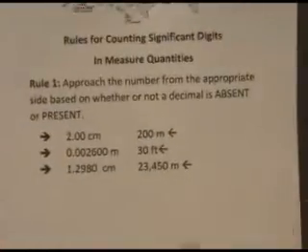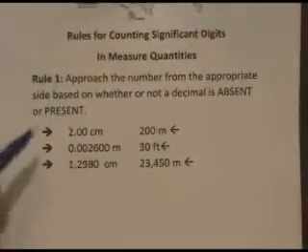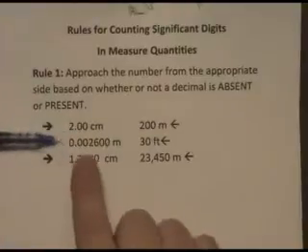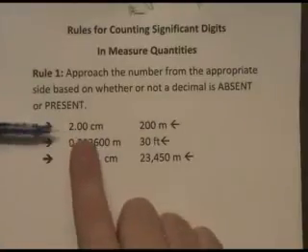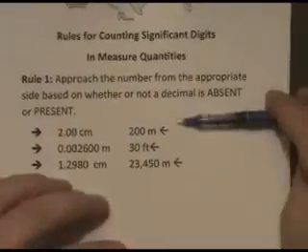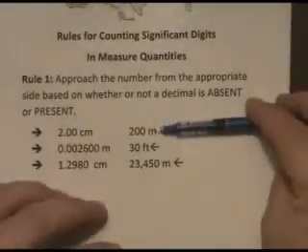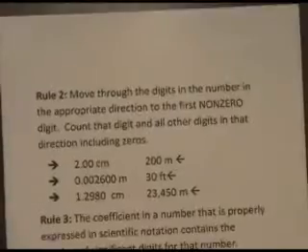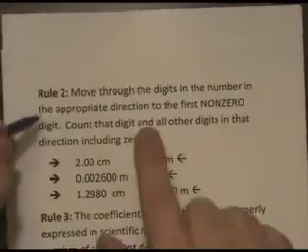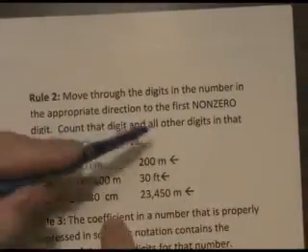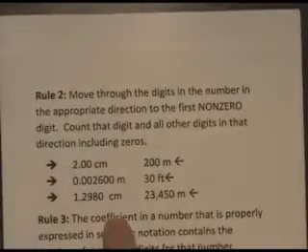So here we have examples of numbers that some have decimal points and some don't. All of the ones with decimal places we approach from the left side when we count the number of significant figures, and all of the numbers that we have that don't have a decimal point we approach from the right side. The second rule is that we move through the digits in the number in the appropriate direction to the first non-zero digit, and then count that digit and all the other digits in that direction, including zeros.